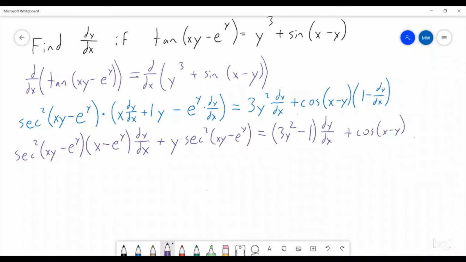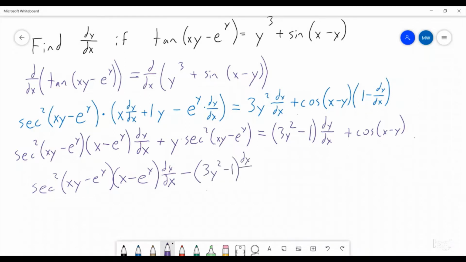And now what we're going to do is move all the terms that have a dy/dx to one side, and all the terms that don't to the other side. So what we're left with is secant squared of xy minus e to the y times x minus e to the y, dy/dx, minus 3y squared minus 1, dy/dx, is equal to cosine of x minus y minus y secant squared of xy minus e to the y.